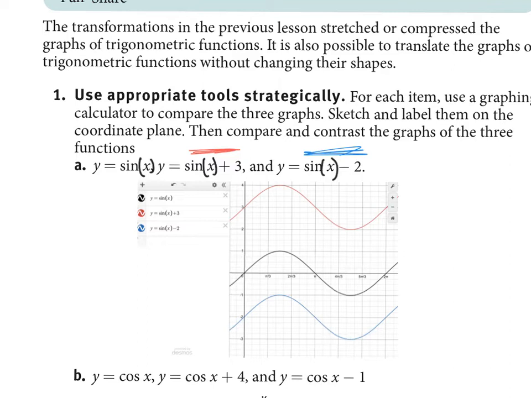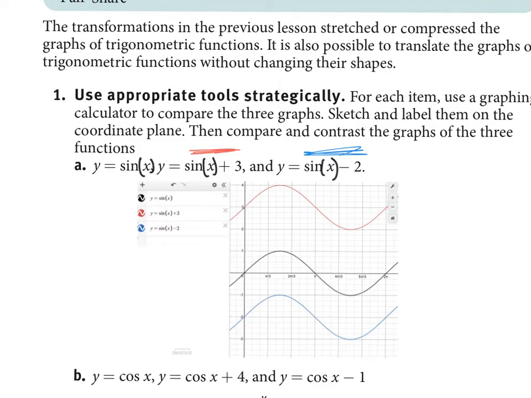Here's the graph. Hopefully no big surprise here. If we just add 3 to a function, it shifts up 3 units. So instead of starting at 0, 0, it started at 0, 3 in the red there. And for sine of x minus 2, it moved down 2 units. Instead of starting at 0, 0, everything was shifted down 2 units.